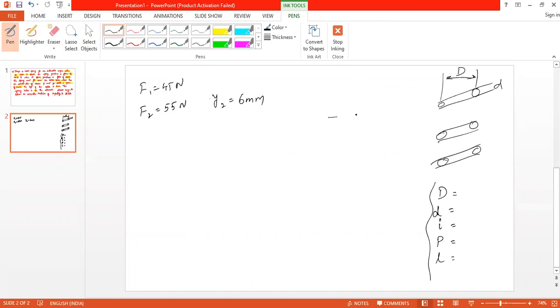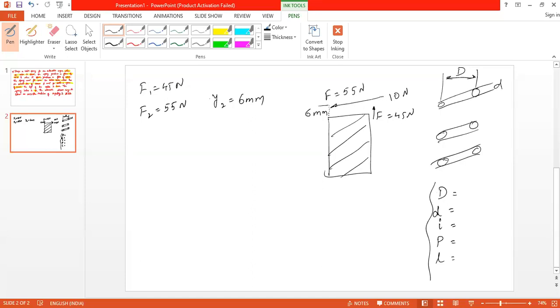The meaning is, the spring is compressed and it is placed inside the valve. And when it is placed here, the spring force is 45 Newton. When the valve is open, then this spring will get elongated by 6 mm and the force is 55 Newton. So the maximum force on the spring is 55 Newton, but for a range it will produce a deflection of 6 mm.